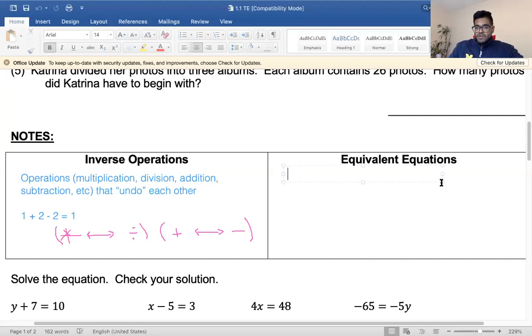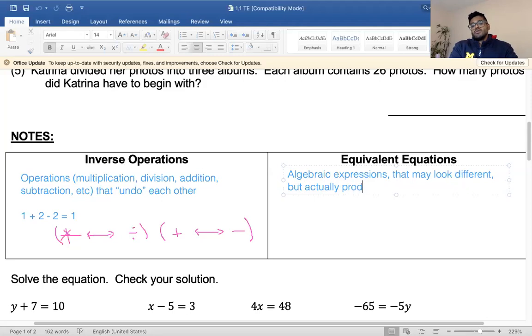It's going to lead to one other definition here, which is equivalent equations. And again, like I said before, math is language, right? So what word do you see in equivalent equations? Both of them have the word equal in it. If you think about it in middle school terms, like equivalent fractions, it's another way of thinking about it. But these are algebraic expressions that may look different, actually produce the same answer.